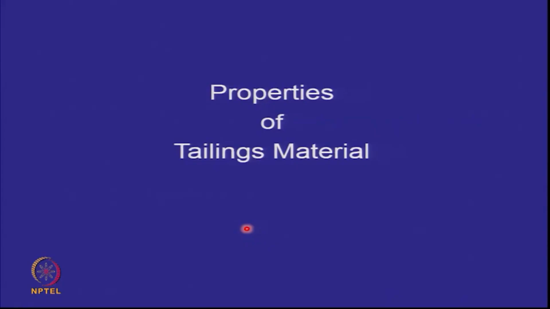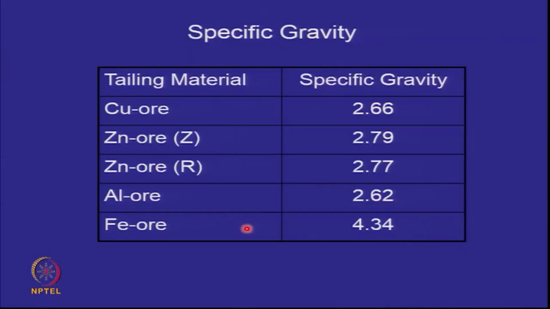So let's look at how mine tailings compare with ash. Mine tailings is basically crushed rock. Okay? So first let's look at the specific gravities, because that's what we looked at in the case of ash. So what do you see here? Specific gravity of soil is 2.65. Specific gravity of ash is 1.7 to 2.2. Here we are getting specific gravities in the range of 2.65 to 4.34.